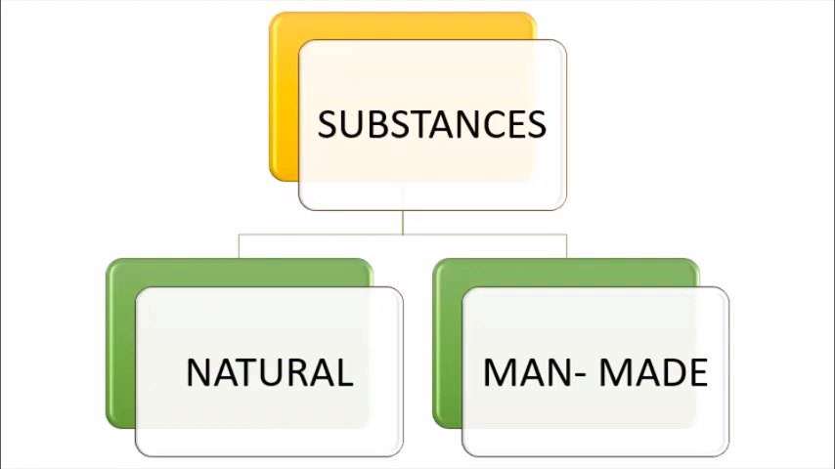Now, substances that we use every day are of two main kinds. Substances can be either natural substances or man-made substances. Natural substances occur directly in nature and we use them directly. Man-made substances are those which we have made; we modify them and make them according to our use or our choice. So these are the two types of substances, that is natural substances and man-made substances.